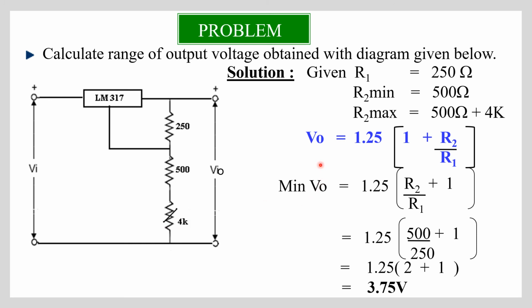So what is the formula? Output V out is equal to 1.25 times 1 plus R2 upon R1. R1 is 250 ohms, R2 is 500 ohms, and R2 maximum is 500 ohms plus 4K ohms. Here the minimum voltage equals 1.25 times R2 upon R1 plus 1. Substituting the values of R1 and R2, we get 1.25 times 2 plus 1, which is 3. So we get 3.75. Our minimum output voltage will be 3.75.